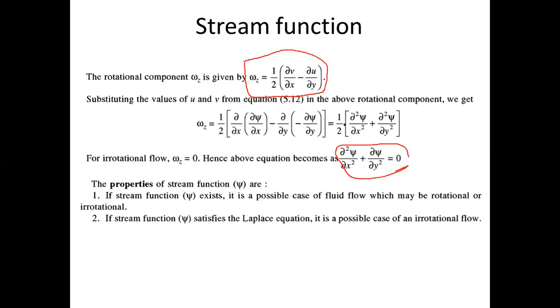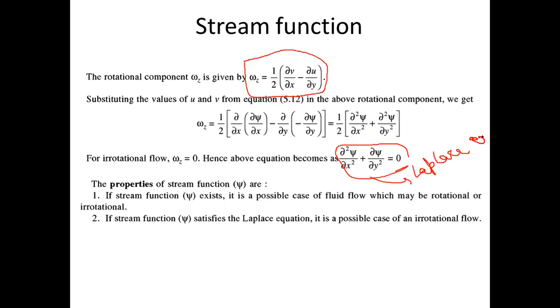If you solve this, you will get this expression. Now, what is this expression? Again, this is a second order differential equation equal to 0. That means it's a homogeneous second order differential equation. And a homogeneous second order differential equation is called the Laplace equation. Just now we have seen in the previous case also, a second order homogeneous differential equation is called the Laplace equation.